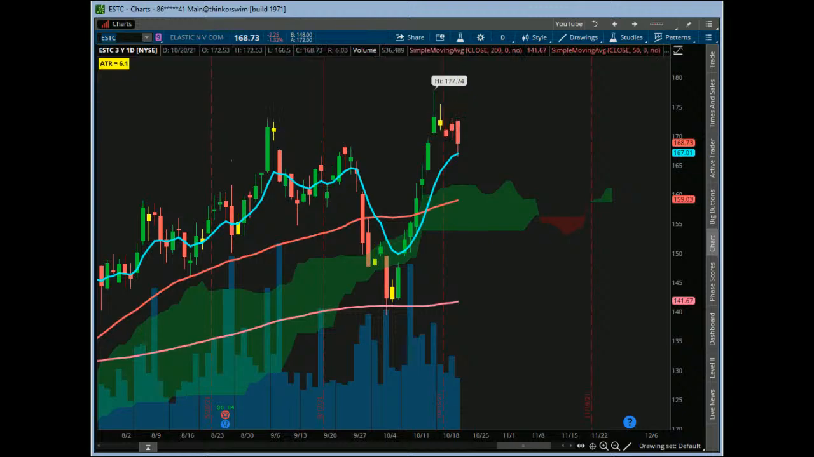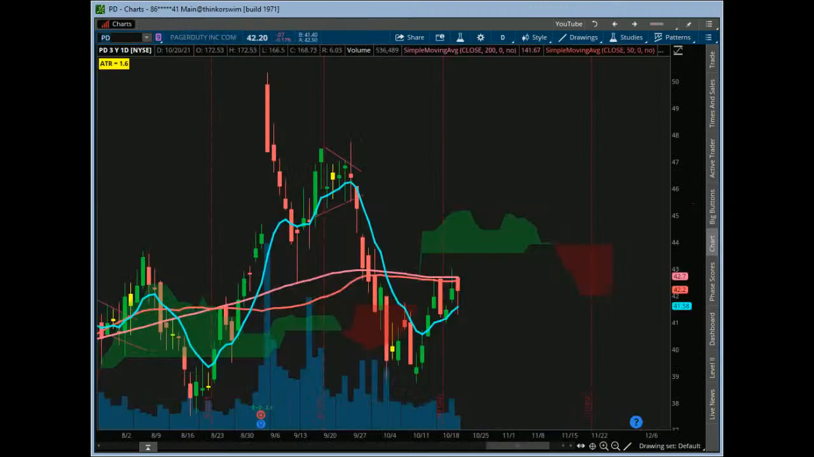ESTC bounced off the 80 MA as well. Shreya, what's going on? Good to see you. Thanks for tuning in. You've got PD. Yeah, decent bounce off the 80 MA, but it came right to the 250-day moving average cluster. So let's see if we can try to get above those, but I've had a little bit of resistance there today.